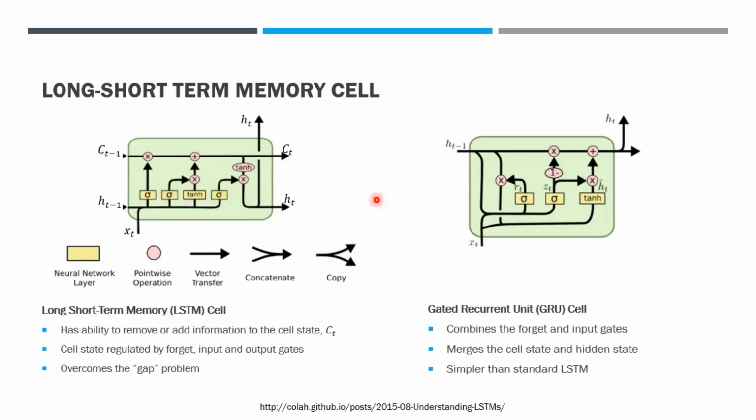There are other types of cells that people invented. For example, one commonly used cell is the gated recurrent unit cell that is shown on the right-hand side. The advantage of this cell is that it's a simpler cell that has fewer parameters, but it provides a lot of the functionality that a standard LSTM cell can offer. The difference is that it, for example, combines the forget and the input gates and then merges the cell state and the hidden state.